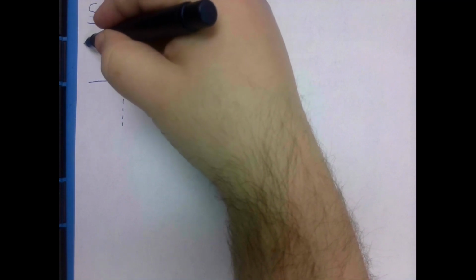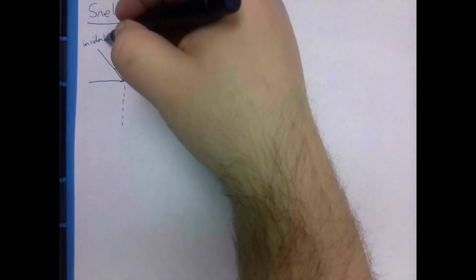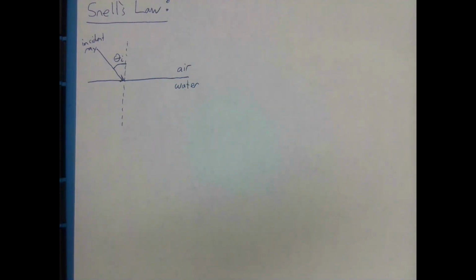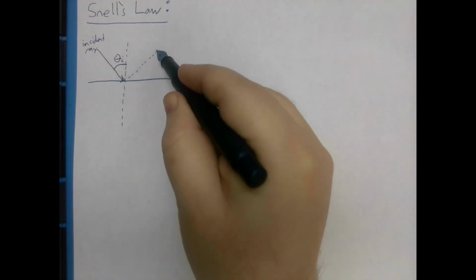This is your incident ray. So incoming, incident means incoming. One of a few things could happen. Remember, it could either be absorbed by the water. It could be reflected off. We know the angle of reflection. In real life, some light is always reflected off.